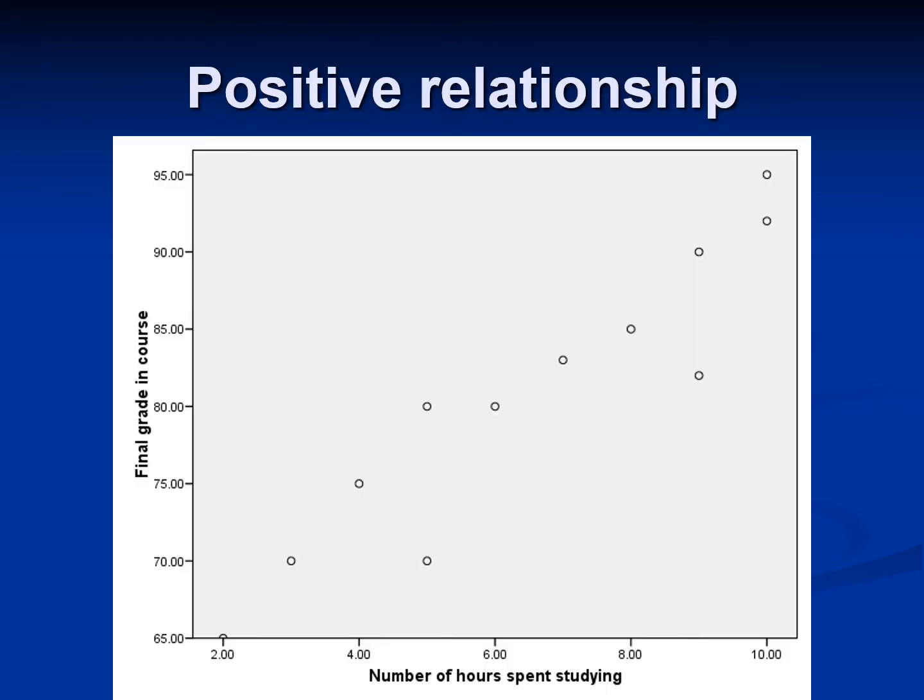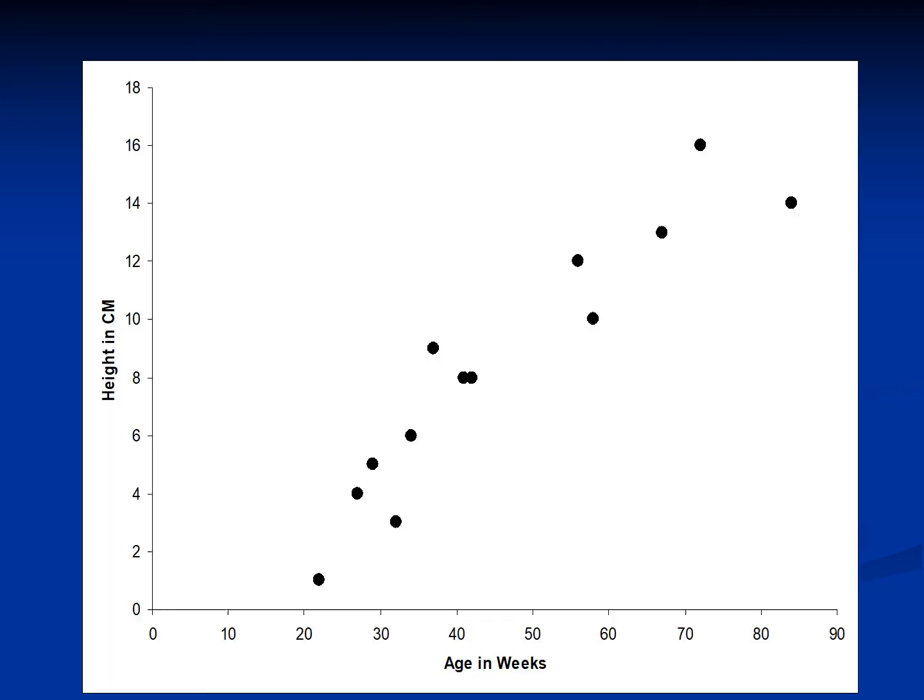Now this is another example of a positive relationship. All points need not be in a straight line, but these are very close to a positively sloped line. On the x-axis, there is the number of hours spent studying, and on the y-axis, this is the final grade in the course. So these are positively associated. Then this is another diagram: age in weeks and height in centimeters. As we know, we plot these points.